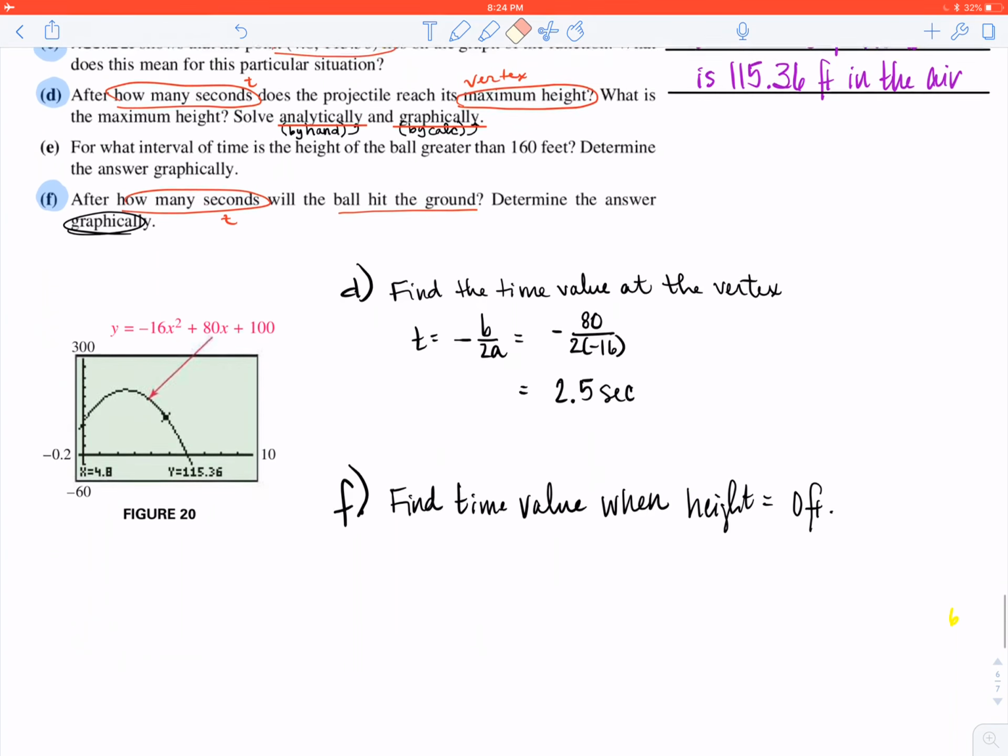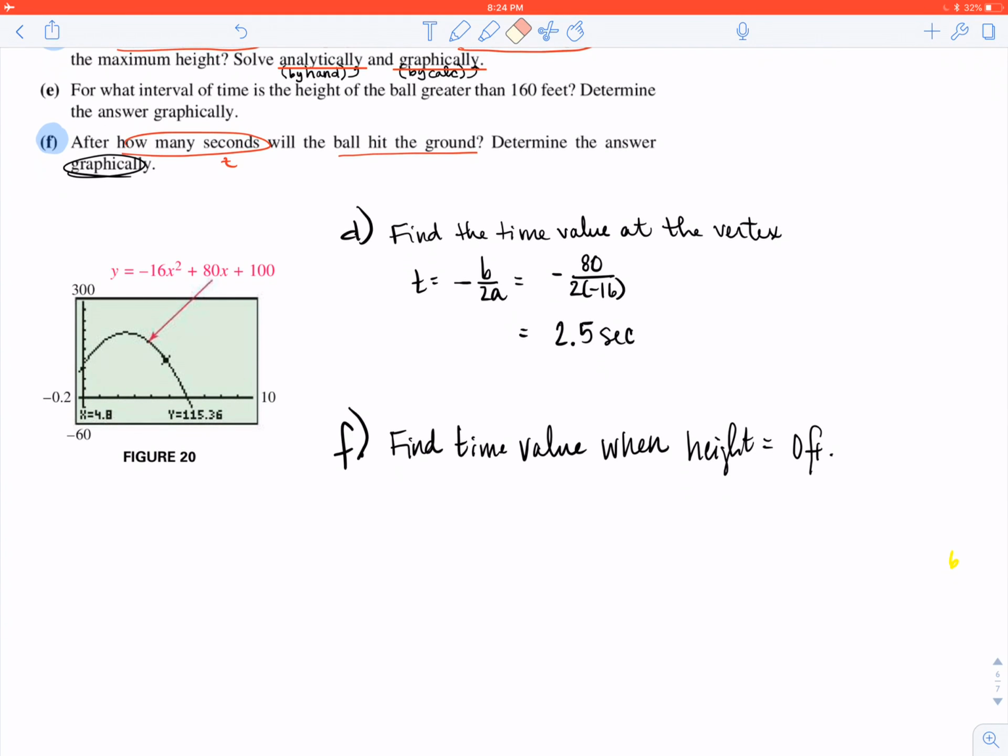On this one, we would answer this graphically, so we would go to the calculator. Basically, we are looking for this value right here on the calculator. This is where the ball hits the ground. So you would go and find your zeros on the calculator. We have already talked about that in class, or we will be talking about that in the next class period. But what you'll find when you find the zeros in your calculator is 6.0355 seconds.